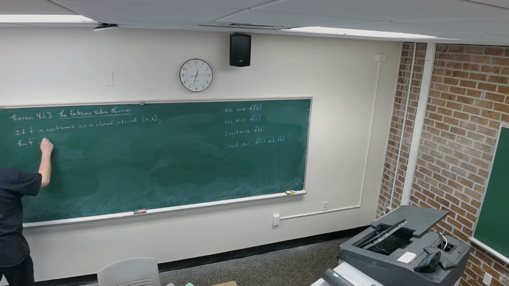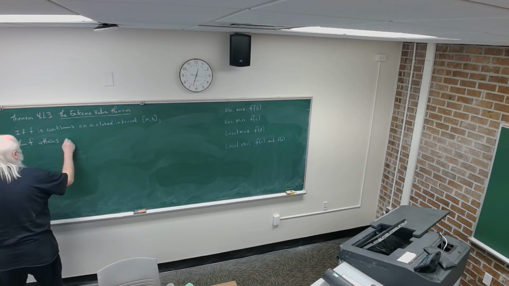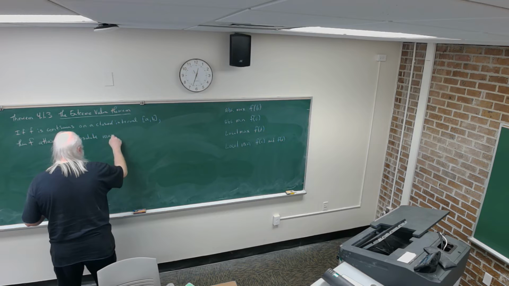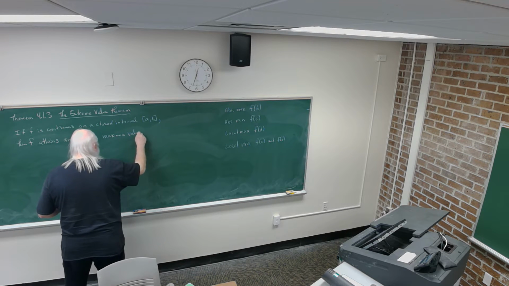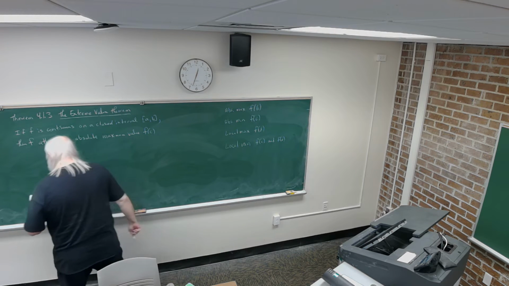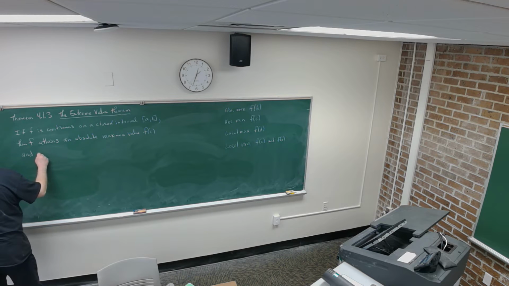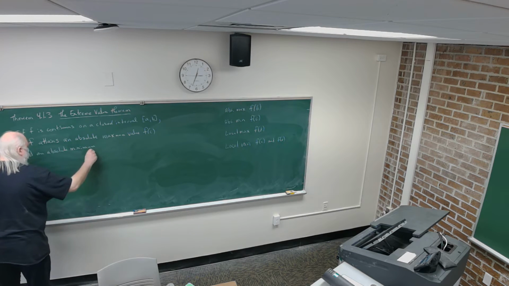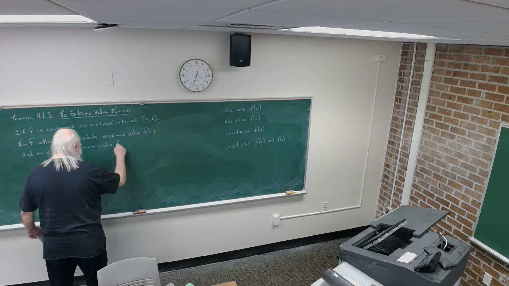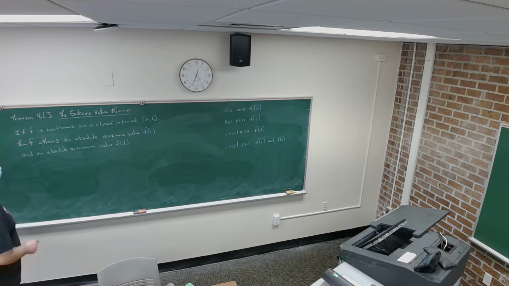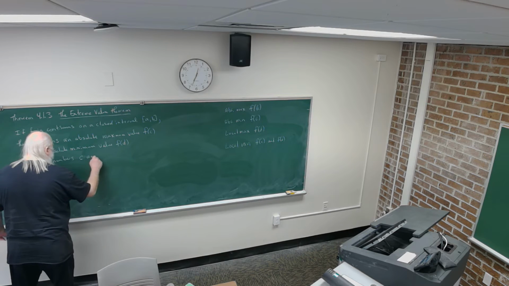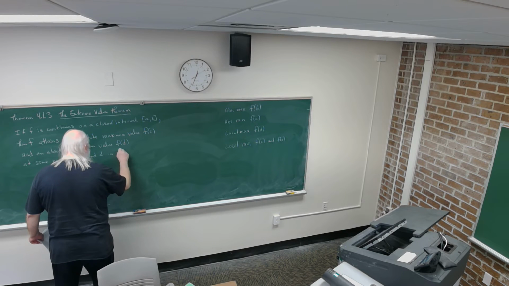then f attains an absolute maximum value f of c and an absolute minimum value f of d at some numbers c and d in the closed interval.